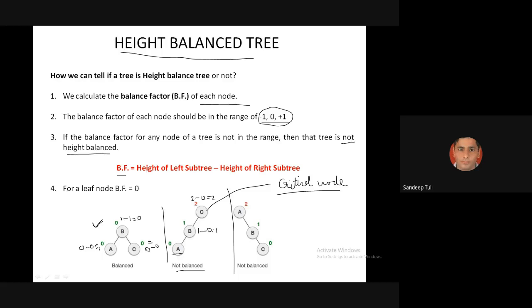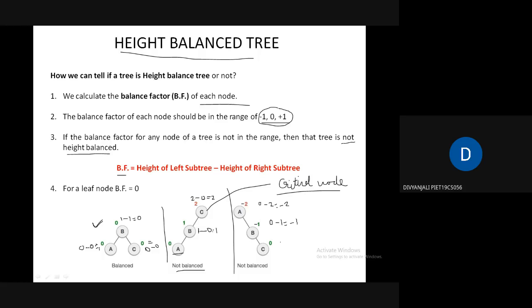Look at the formula, children: height of left subtree minus height of right subtree. The height of the left subtree is 0, the height of the right subtree is -1, so it is actually -1. Now similarly the balance factor of A is -2.